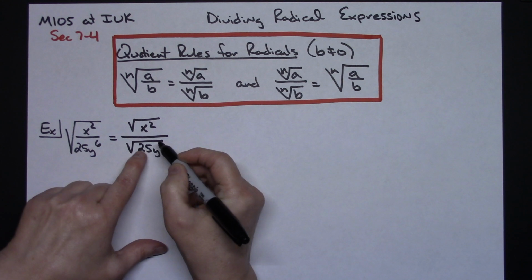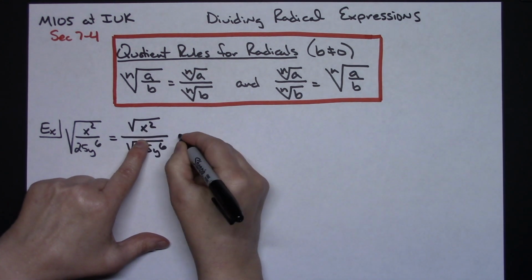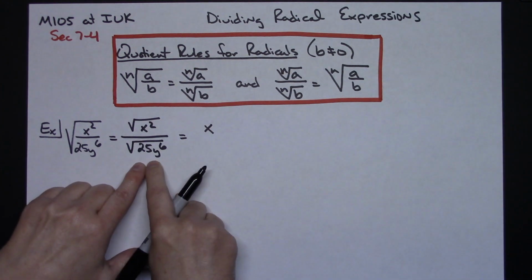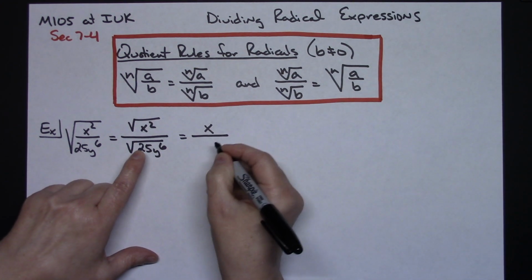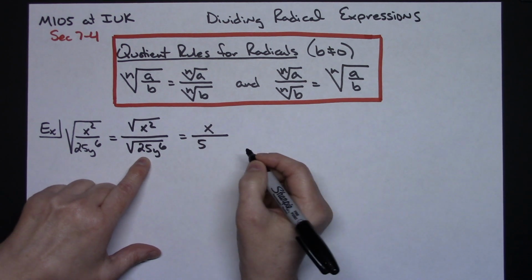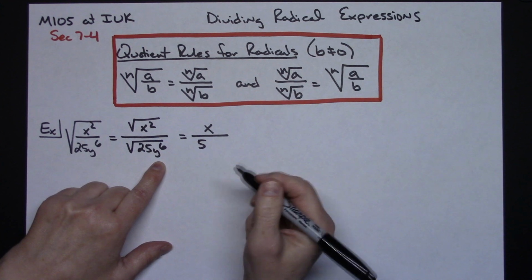Now hopefully you can see real easily, oh, I can take the square root of x squared. That's just going to give me an x. And both of these turn out to be perfect squares as well. I can take the square root of the 25, which is going to give me a 5. The square root of y to the 6th is going to be y to the 3rd.